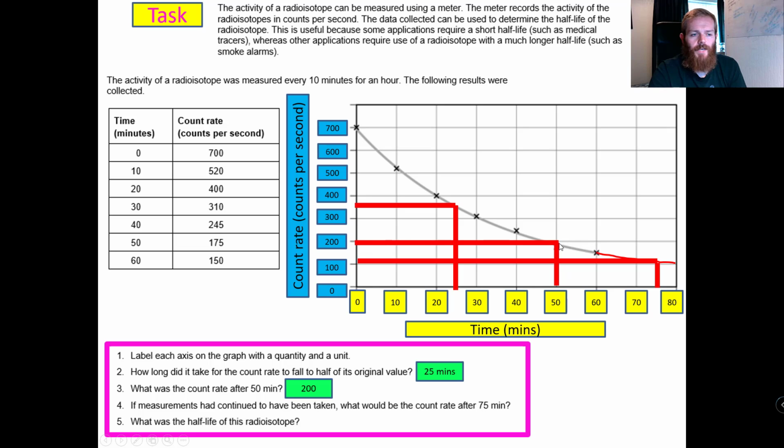So 25 minutes later, it should be half that, shouldn't it? So 25 minutes after 50 minutes, which will make 75, the count rate would have decreased by 50%. So the actual answer would have been about 100. If you did it using a line, you probably got about 110. Or maybe you've drawn more accurately than me and actually got 100. But if you calculated it in your head or on paper, however you did it, you'd have got about 100.